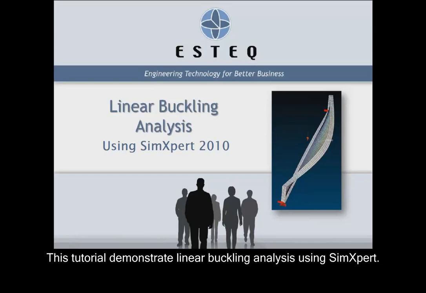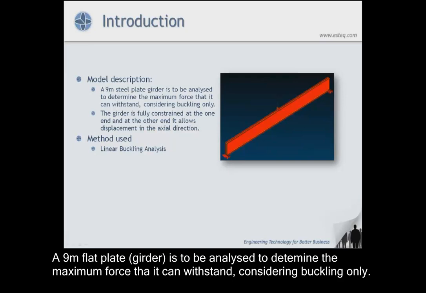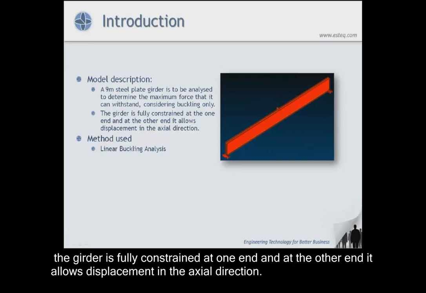This tutorial demonstrates linear buckling analysis using SimXpert. A 9 mm flat plate is to be analyzed to determine the maximum force that it can withstand, considering buckling only. The girder is fully constrained at one end, and at the other end it allows displacement in the axial direction.